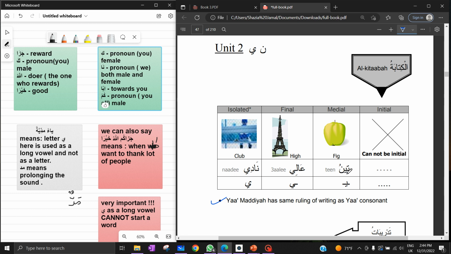Teenun. Ya is in between. It can be connected from both the right and left side. In this case, Ali, yes, it is the last letter, and it will be written in the full form. And isolated, it will also be written in the full form. Ali means high, very high things. You can say Ali. And Nadi is club.